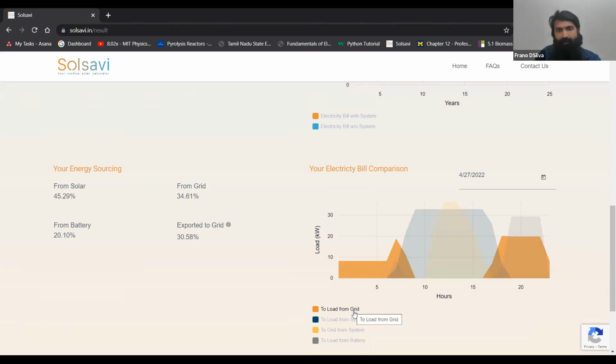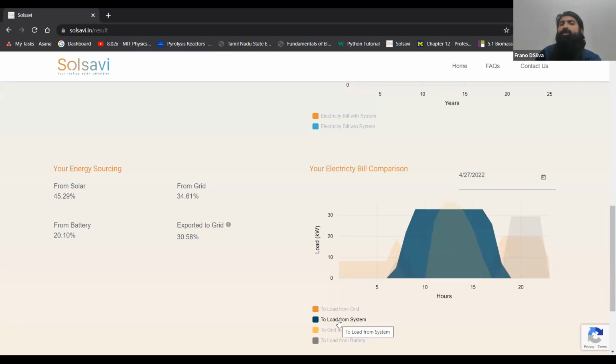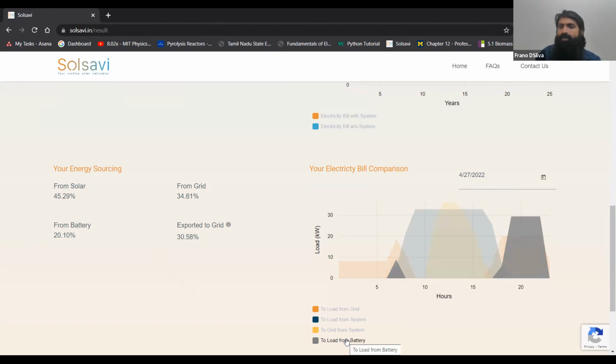As you can see, if you hover over the legend, you can see the specific areas that are covered from specific energy sources. This area shown in the chart on the right shows us how much load has been covered from grid, and this shows us how much load has been covered from system. And as you can see, battery contributes to 20% of the load. Hence, you could see that the battery contributes a little bit in the morning and after sunshine hours for our installation.